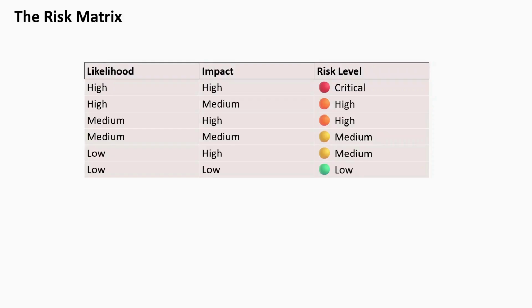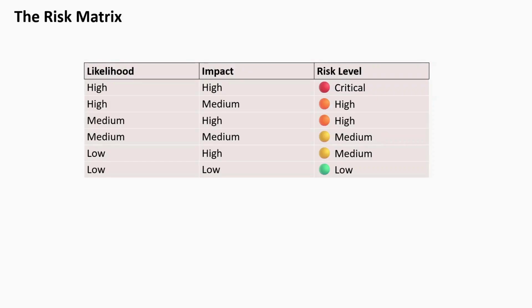If the likelihood and impact are both at a medium level, then the risk is considered medium. For example, customer support response times may increase during holidays. The likelihood is not certain, so it is medium. It may or may not occur. If it occurs, there is a little bit of delay in the customer response, which may affect user satisfaction.